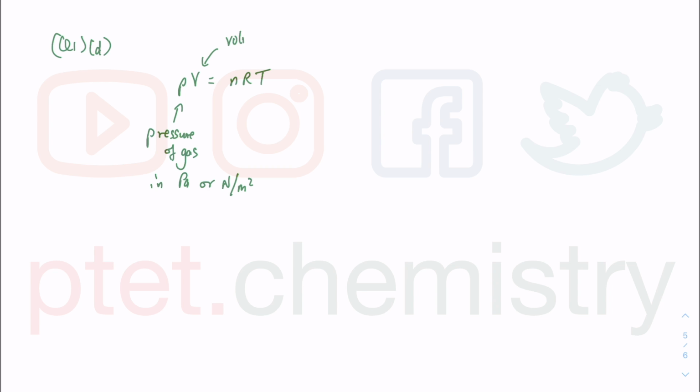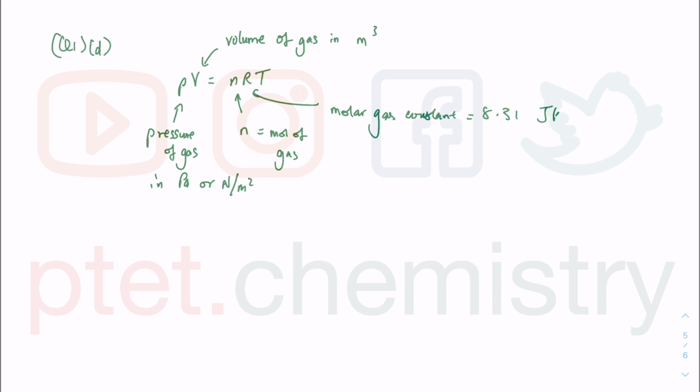V there refers to the volume, and that is the volume of the gas in meter cubed. N is the mole. Mole of what? Mole of the gas. R is the molar gas constant. If you look in the data booklet, the molar gas constant is 8.31 joule per Kelvin per mole. It's the energy required to raise the temperature of 1 mole of a gas by 1 Kelvin. Everything in there is to do with a gas. So T is the temperature of the gas in Kelvin.